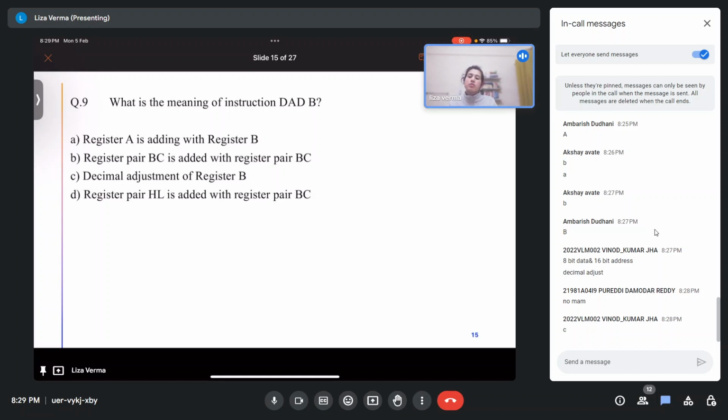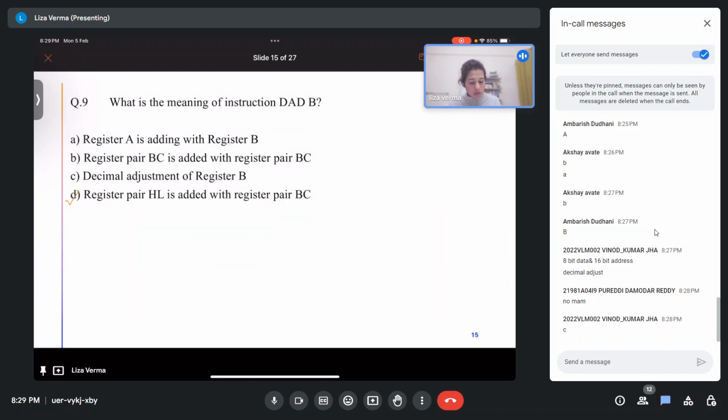DAD B means to add the register pair HL with the register pair BC. The content of HL will be added to the content of register pair BC. So D is the correct answer. Someone said C, I think. It's not C, that is DAA, I think, in C. So I hope this is clear.